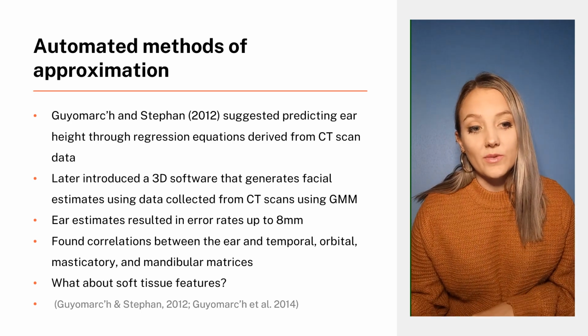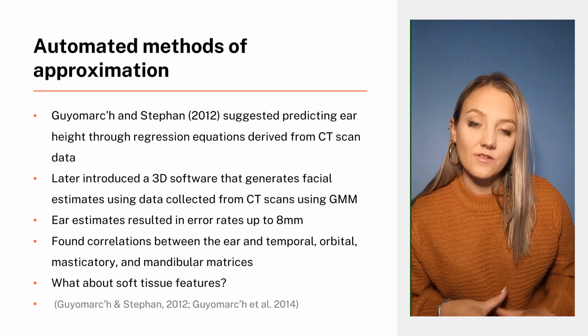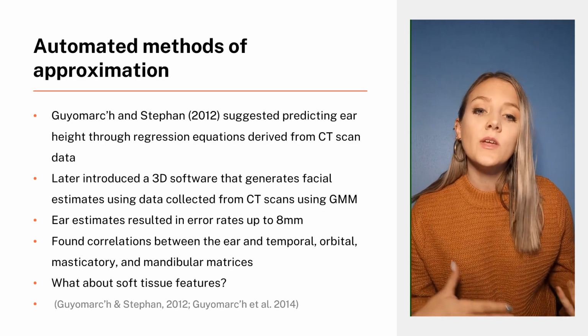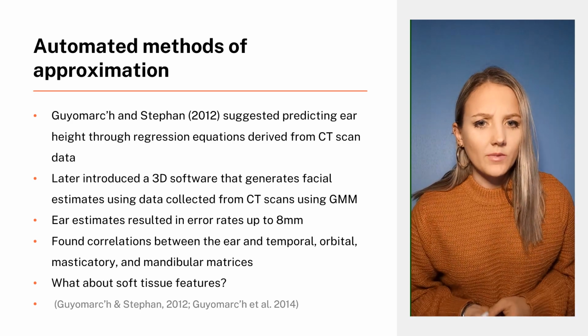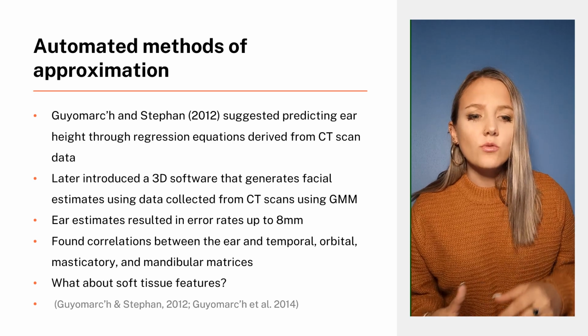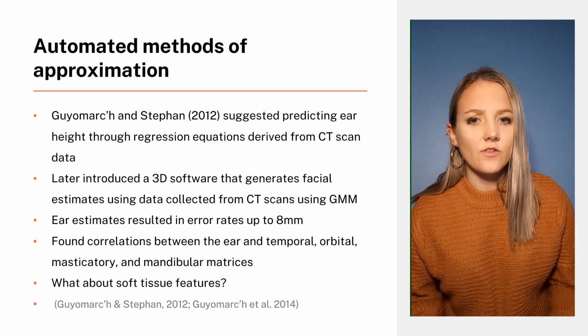Correlations between the auditory matrix and other soft tissue facial features, however, still remains unexplored. Yet, guidelines for facial approximations, especially on the ear, rely heavily on features such as the soft tissue nose.